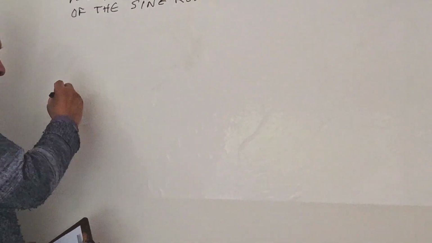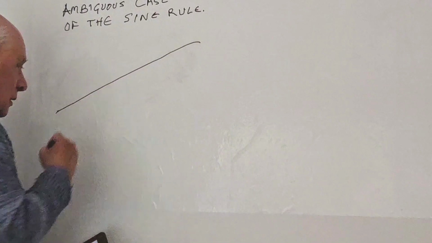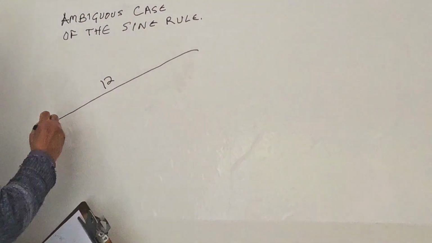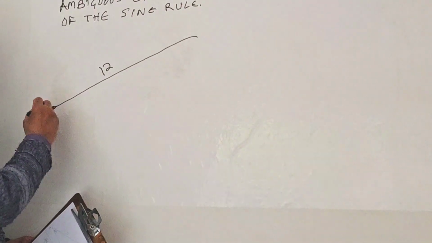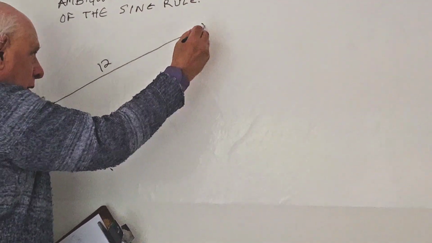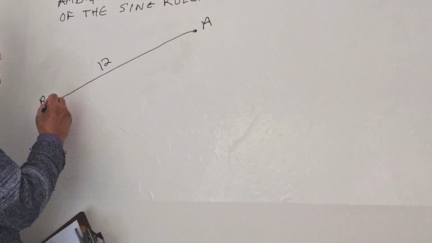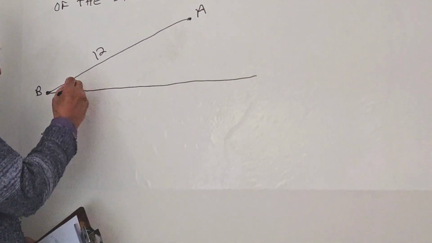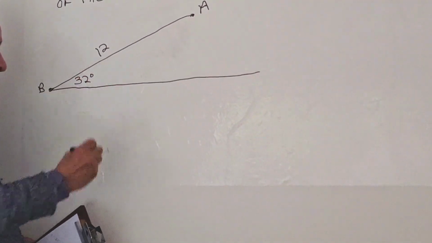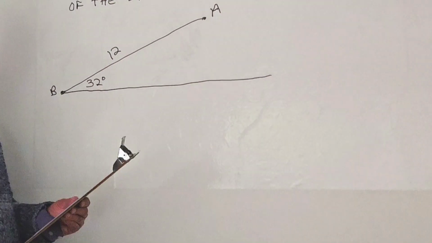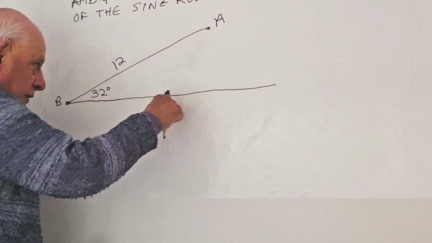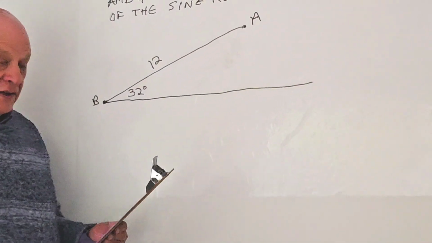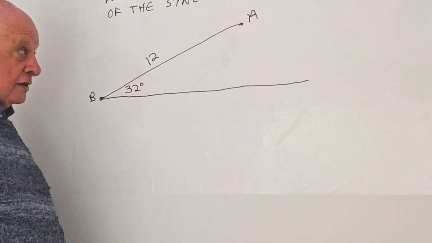And given a line of length 12 centimeters, whatever, which we'll call BA, and this angle here of 32 degrees. The third side of this triangle, which we'll call AC, C will be a point along this line here, and AC will be 7 centimeters long.